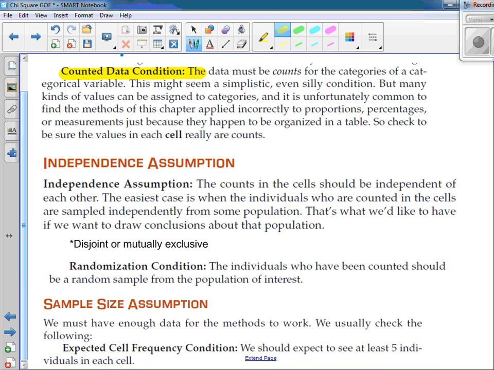We also have to assume a little bit of independence. The counts in the cells should be independent. What that means is that each of the categories needs to be disjoint. I can't have a category that says people with blue eyes, and then another category that says people with brown hair, because people could be in both. They need to be disjoint categories. And again, you should still have a random sample. So that's what we're used to.